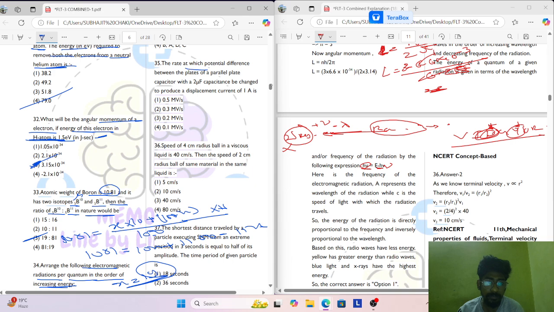At what rate should the potential difference between two plates of a parallel plate capacitor of 2 microfarad capacitance be changed to produce a displacement current of 1 ampere? ID equals C dV by dt. ID is 1, C is 2, dV by dt we have to calculate. So dV by dt will be equal to 1 by 2, which means 0.5.